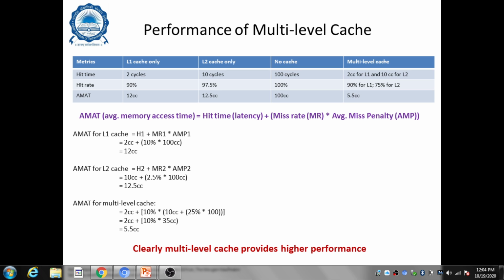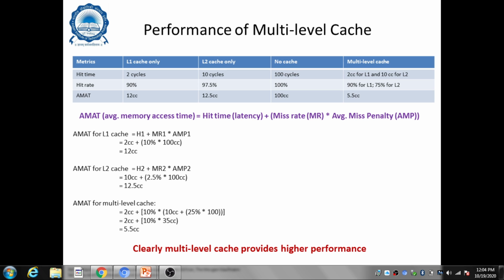Okay, so we are back. So what I'm trying to basically say is the average memory access time for L2 cache will be the hit time for L2 cache plus the miss rate. So miss rate is 2.5% because the hit rate is 97.5%, and the average miss penalty will again be 100 cc because if it is not there in L2 cache, then it has to look for the value in the RAM, which is 100 cc in case of no cache. So that gives you a value of 12.5 cc, because the hit time was 10 cc.